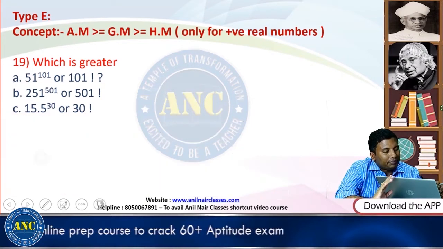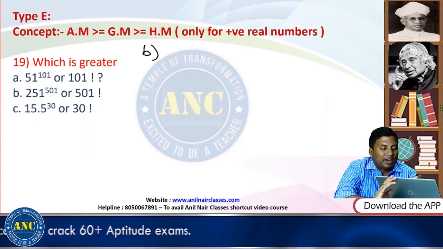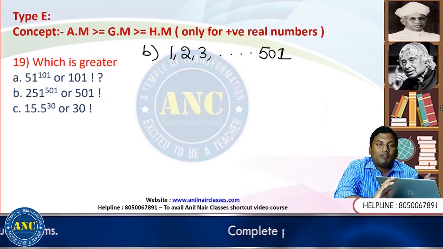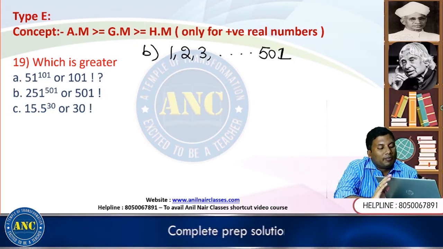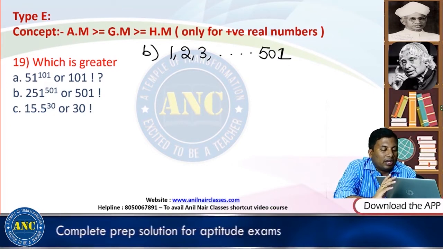B. 251 power 501 or 501 factorial. Take all the natural numbers from 1 to 2 to 3 till 501. Why am I taking from 1 to 501? Product of all these things will give you 501 factorial.